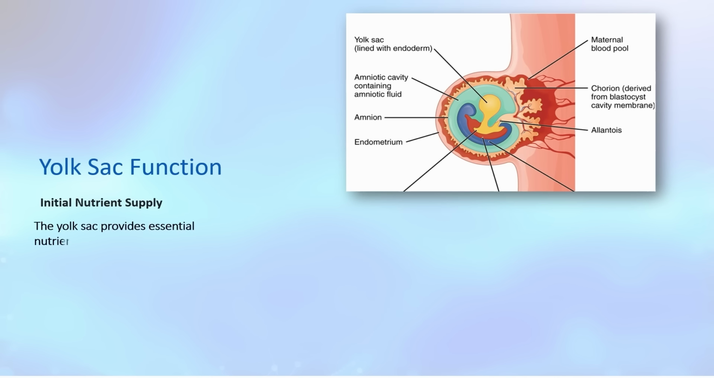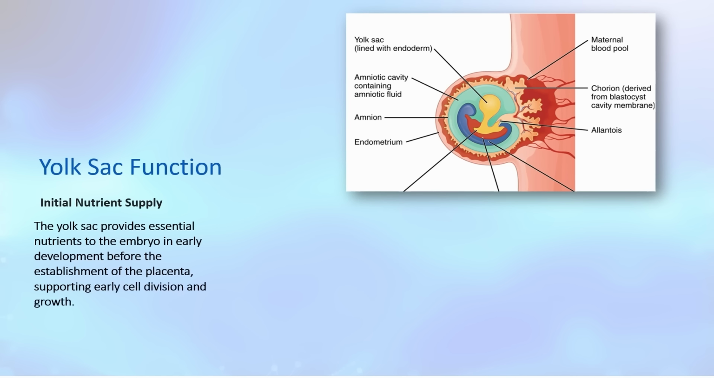Let us discuss about another extra embryonic layer called yolk sac. Its main function is initial nutrient supply. The yolk sac provides essential nutrients to the embryo in early development before the establishment of the placenta. It supports early cell division and growth.